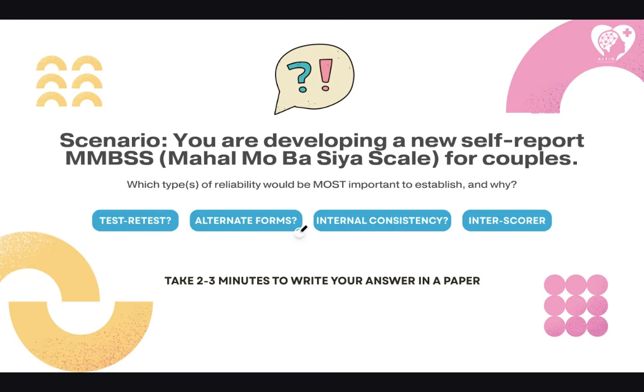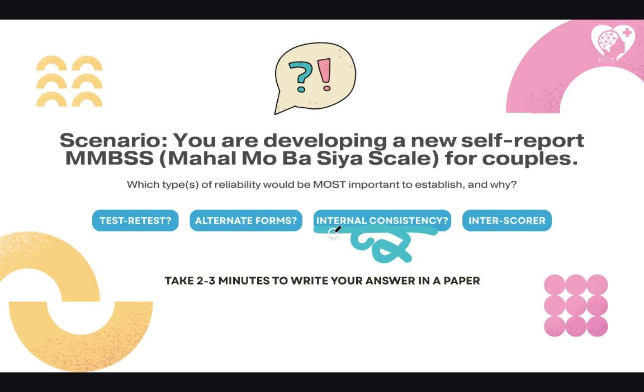What do you think? For me, as I look at the question, internal consistency makes sense here. Coefficient alpha would tell us that the items are measuring the same construct together.